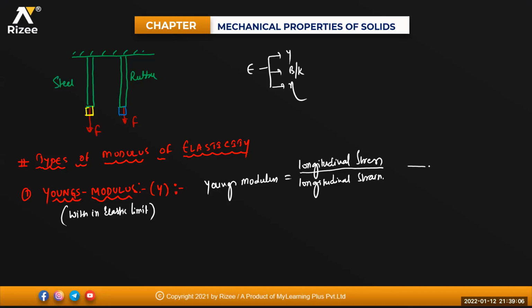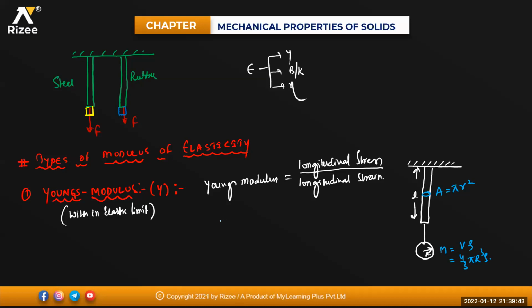That means if I take some wire right now like this, and I'm applying some weight of radius R to it, and this is your length L, what is happening to the wire, beta? Say, for example, the area A is equal to pi R square. The mass of this weight is volume into density. Volume is 4/3 pi R cube into rho.